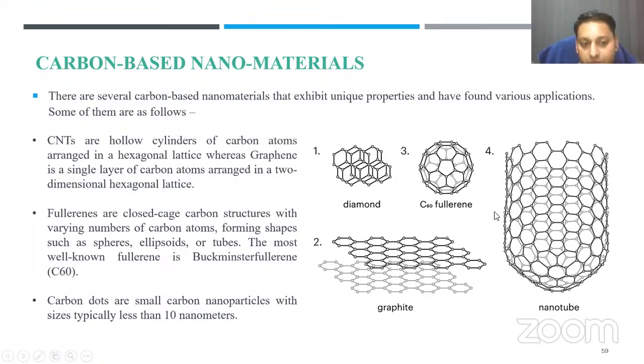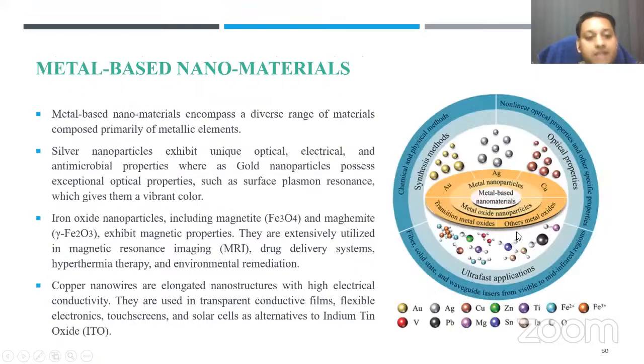All of these forms of carbon are extremely useful in different day-to-day applications. Okay, diamond people know. Graphite is used for conducting applications because it has very high conductivity, and nanotubes are also used for field effect transistor and sensing applications, and fullerenes are also used for different quantum dot applications. Okay. Now, metal based nanomaterials are also in use for ages.